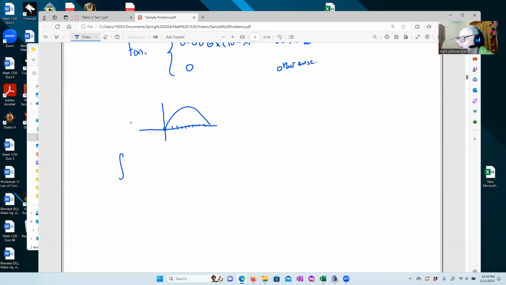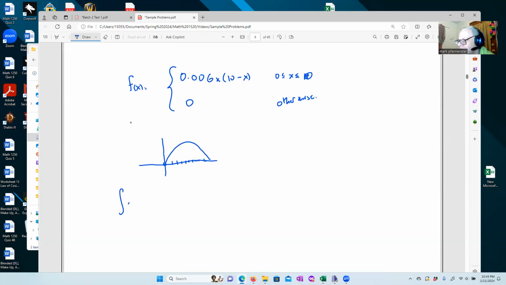So we could say the integral of 0.06x times 10 minus x. Actually, I'm going to do it this way. I'm just going to distribute it. There's like 7 ways from Sunday you can choose to do this. So what do I have here? 0.6x minus 0.06x squared. And I'm just going to say, okay, we're going to go from 0 to 10 dx, and we're just going to check, does this thing integrate out to 1? Okay, that's all we're going to do here.